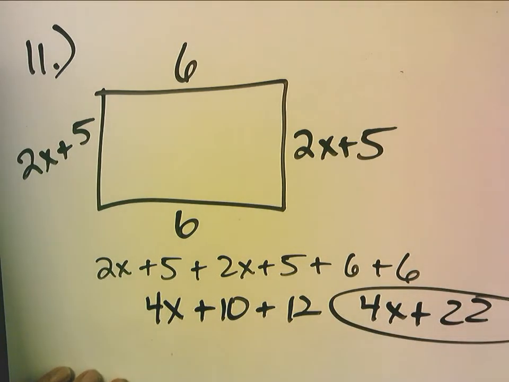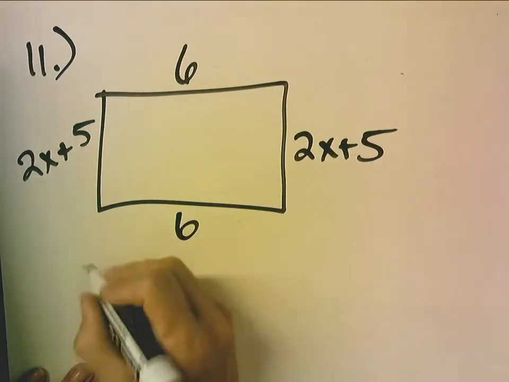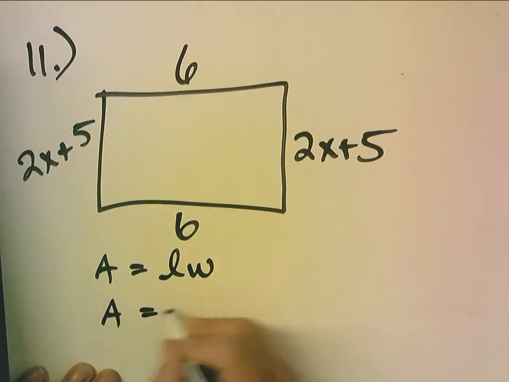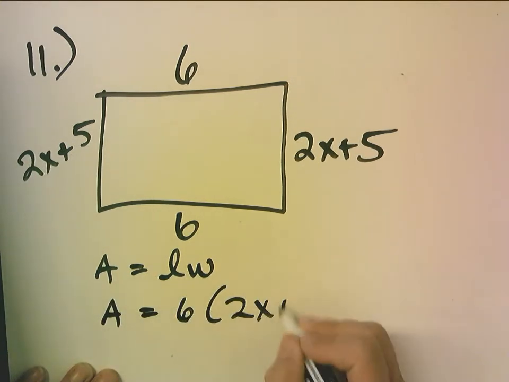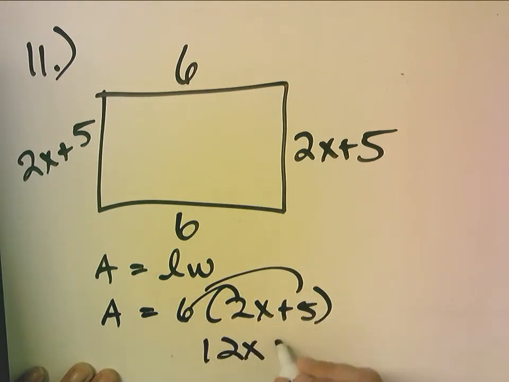Now to find the area equals length times width, so now I do 6 times 2x plus 5, and I just distribute, and that becomes 12x plus 30.